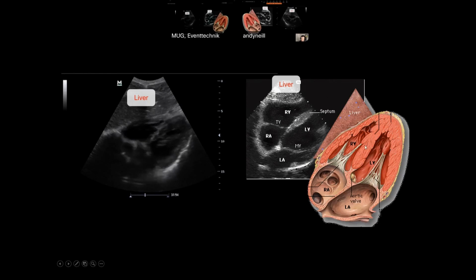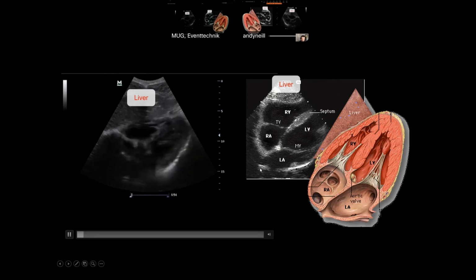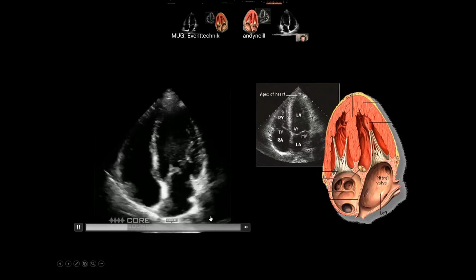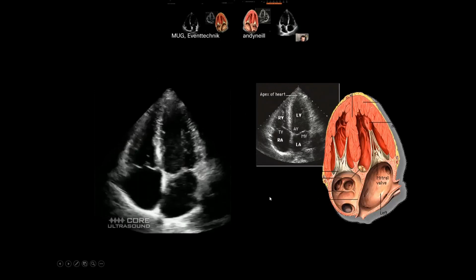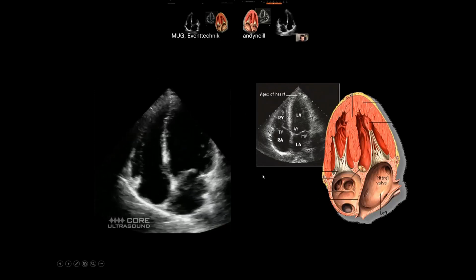Okay, so you're seeing all four chambers: left ventricle, right ventricle, left atrium, right atrium. It's kind of easier to get your head around when you can see all four chambers in one view. This is the apical four-chamber view.